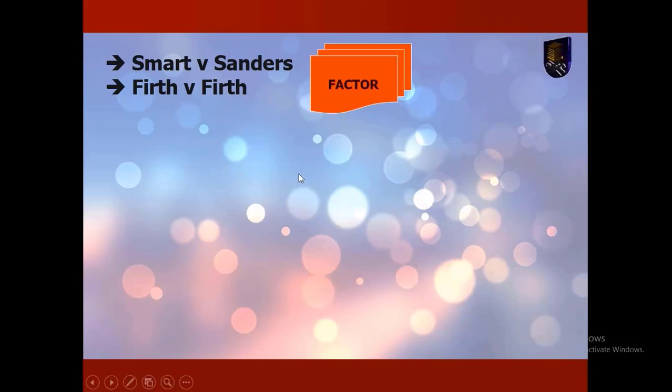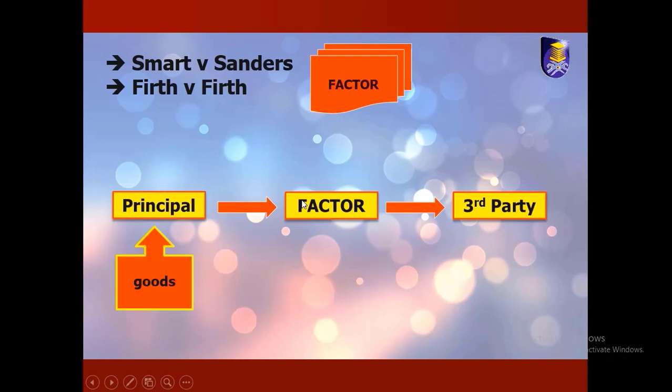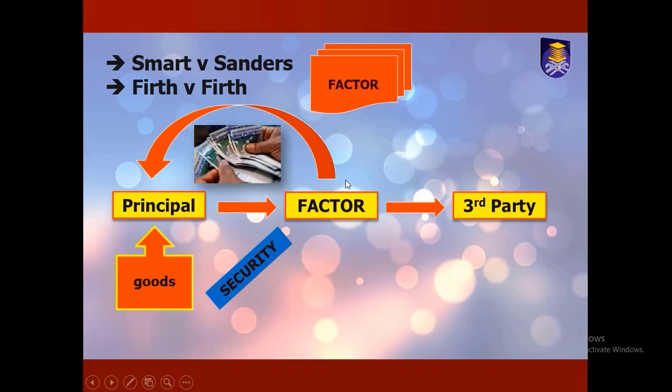Another example is in the cases of Smart versus Sanders and also Firth versus Firth. This is regarding a factor. Factor kat sini maknanya sejenis agent dipanggil factor. How this factor does his business is like this. Let's say we have a principal who has a lot of goods to be sold, and this principal appoints the factor to sell the goods to third parties, to the customers. And the way this factor operates his business is that the factor takes the goods from the principal and pays a certain amount of money to the principal as a security, sebagai wang jaminan upon the goods.